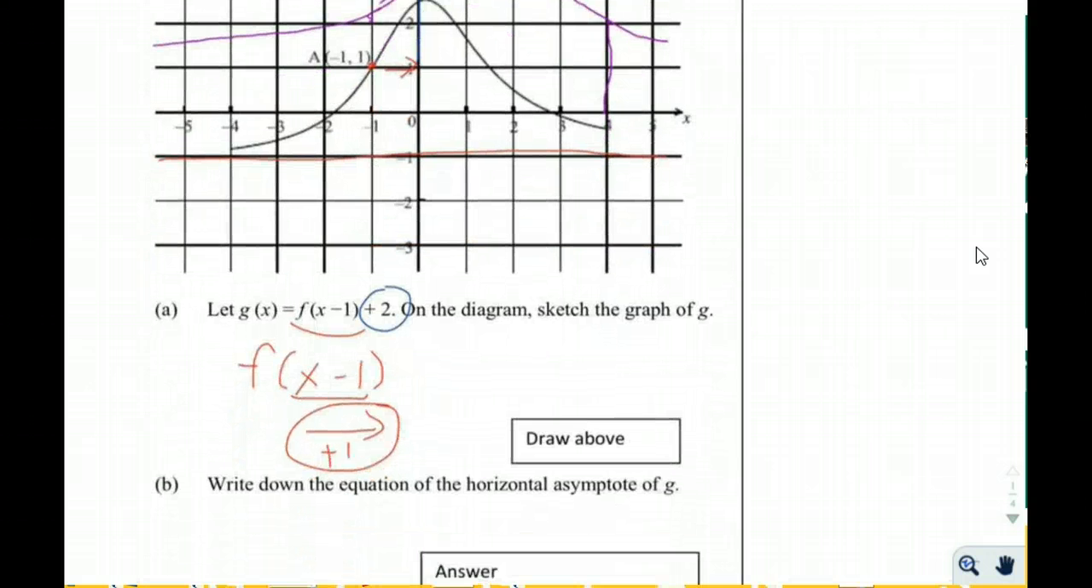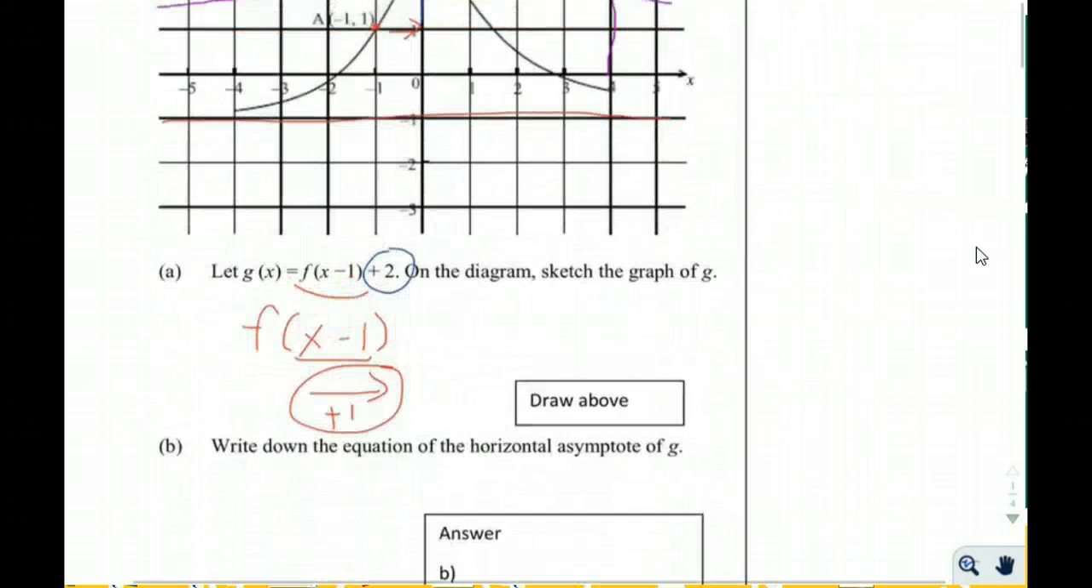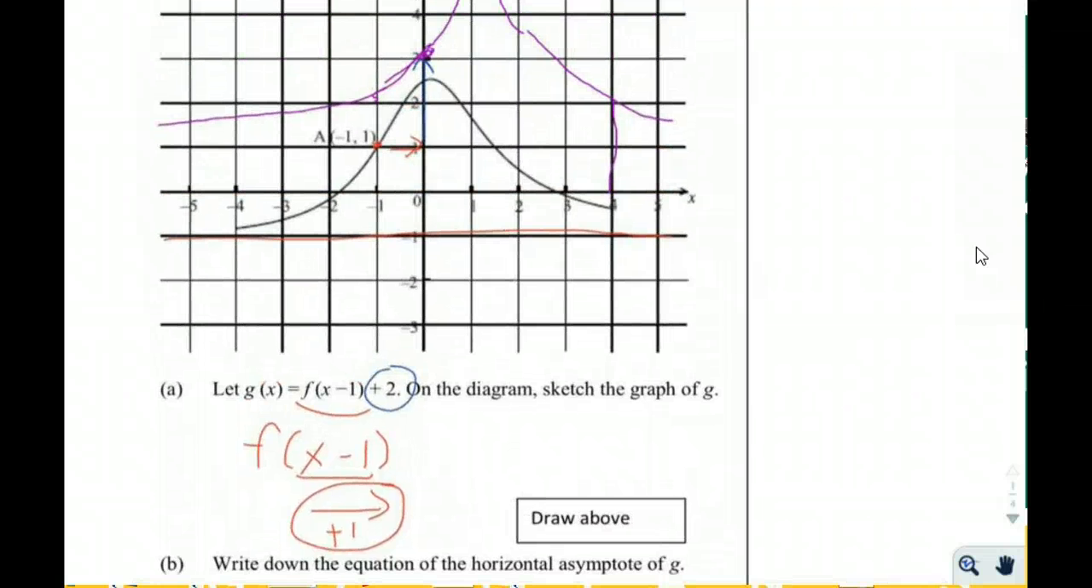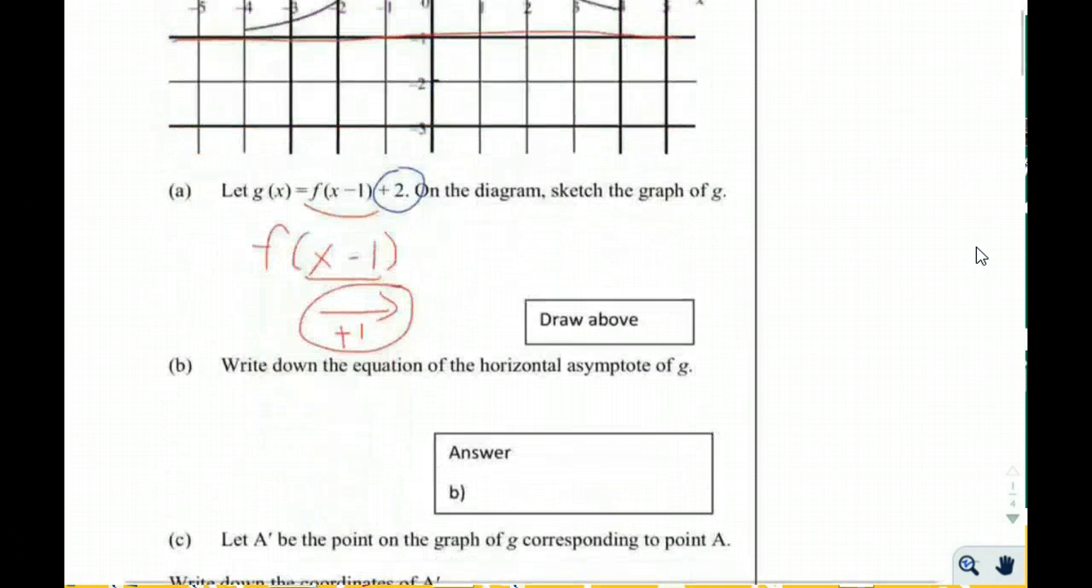And then write down the horizontal asymptote of g. Well, g went up 2 units, so the horizontal asymptote would also go up 2 units. Now g went to the right 1 unit also, but the asymptote going to the right doesn't really change the asymptote. So the asymptote is now going to be here, which is at y equals 1. So the new equation for the horizontal asymptote is y equals 1.